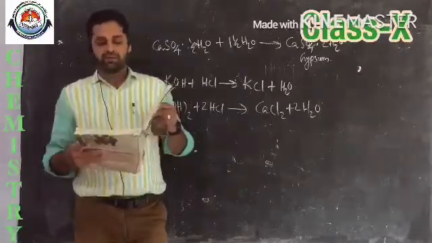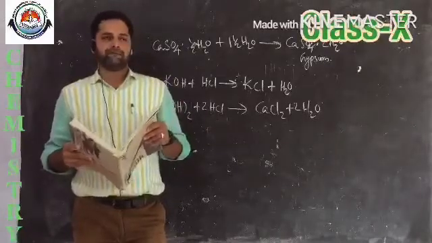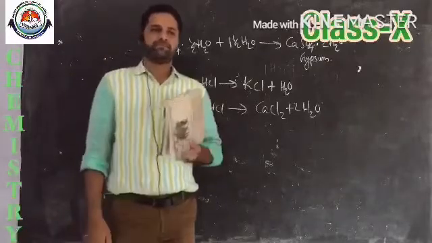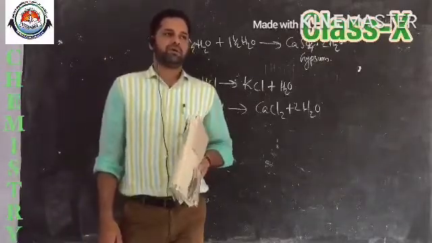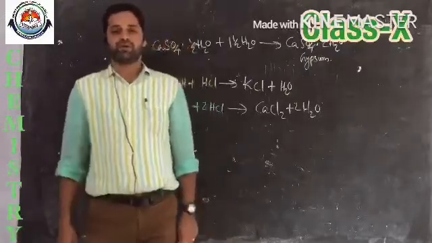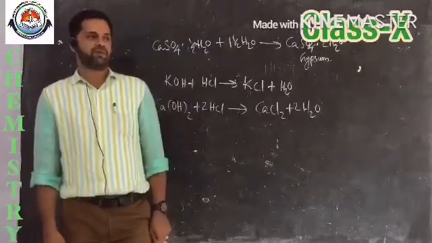Then, what is the use of baking soda? Baking soda is an antacid, and it is also used for the instant production of carbon dioxide in fire extinguishers.